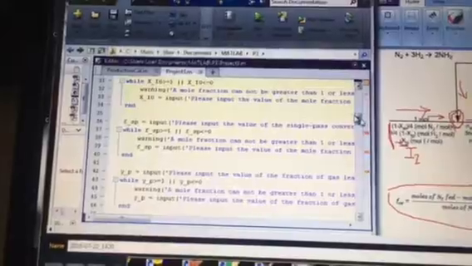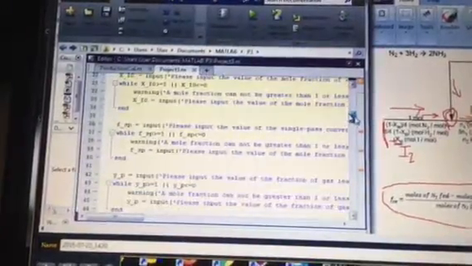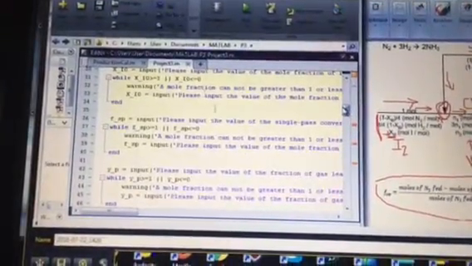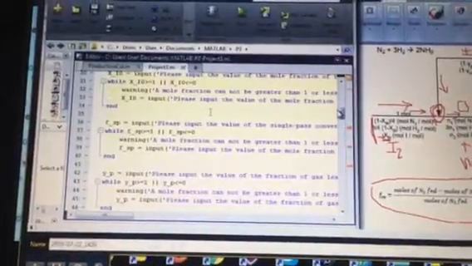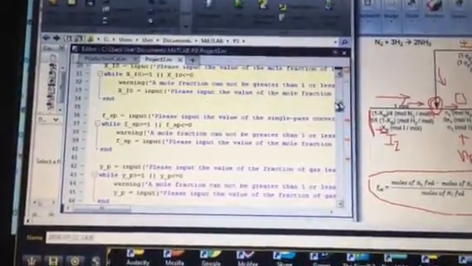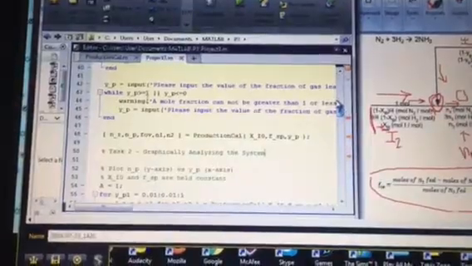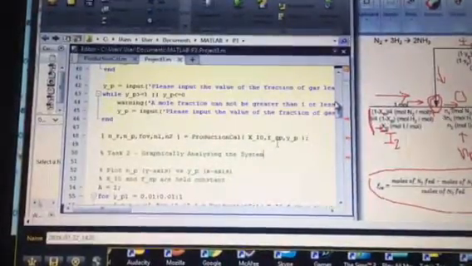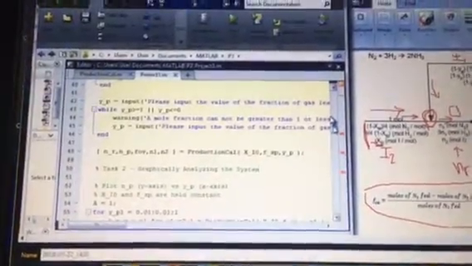Now, first of all, before the user input, we need to have a data validation because FSP, XY0, and YP cannot be bigger than 1 because they are fractions. And we can put the user-defined function over here to calculate what we need to calculate.